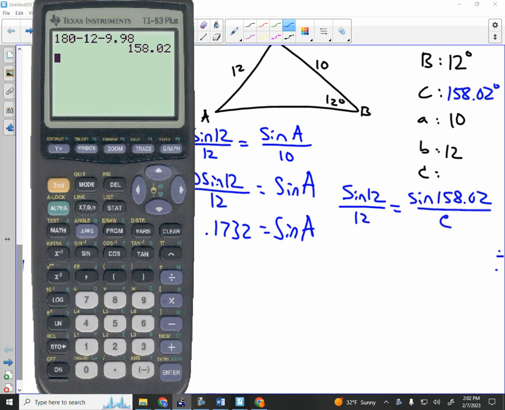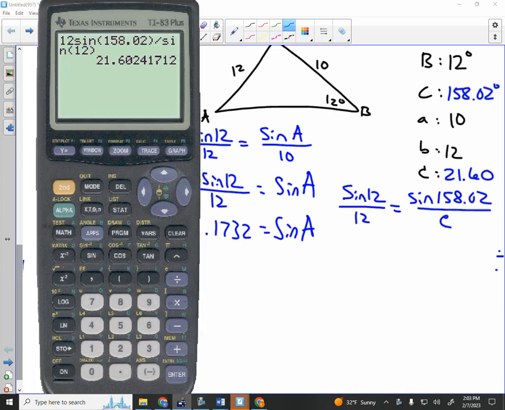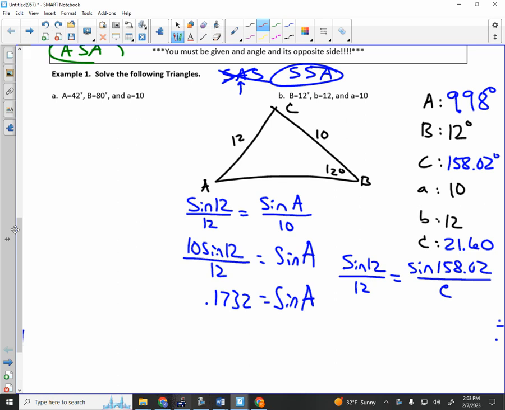And this is where it's helpful to have a little bit of that speed built up, is I notice that I'm going to multiply these two, and I'm going to divide that off, right? So that helps me type it in, 12 sine of 158.02, and divided by the sine of 12. And if you have to write it out, it's okay. I just want to show you how you want to try to eventually save some time. 21.60. So there we have it. I noticed that the 158 should give me my largest side, and it sure does.